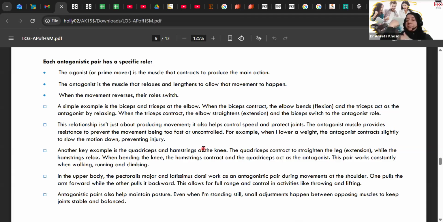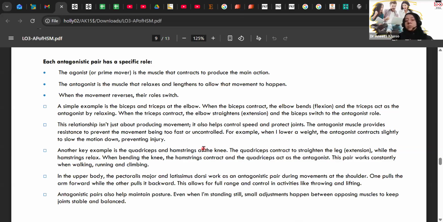There's flexion of the elbow by the biceps, and there's extension. The triceps act as the antagonist, which relaxes. When the triceps contract, the elbow straightens. There's extension, and the biceps switch to their antagonist role. So when you're flexing, the biceps will be the agonist, while the triceps will be the antagonist.